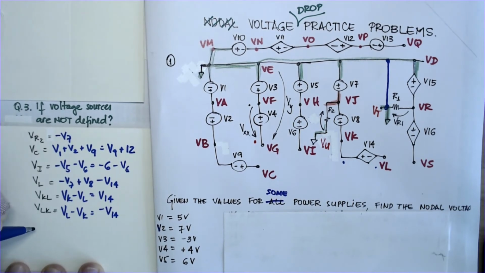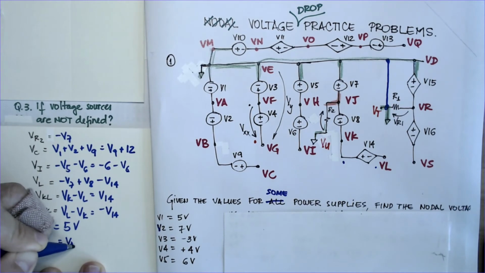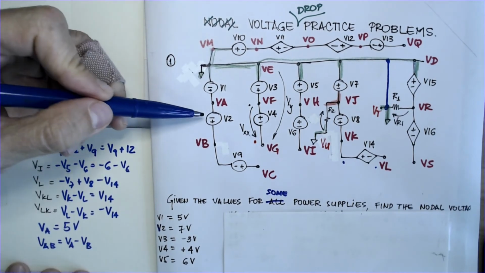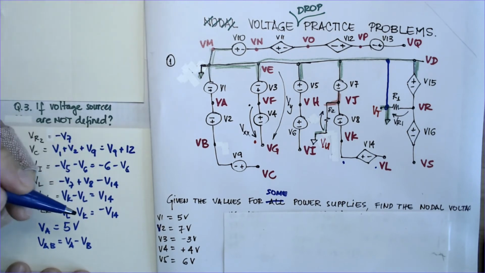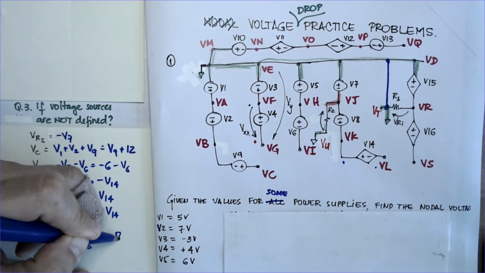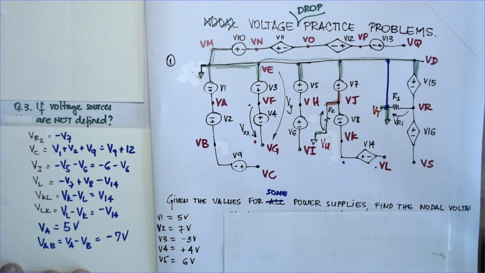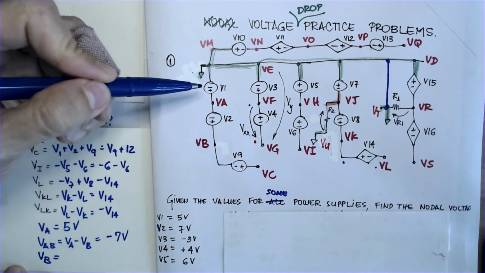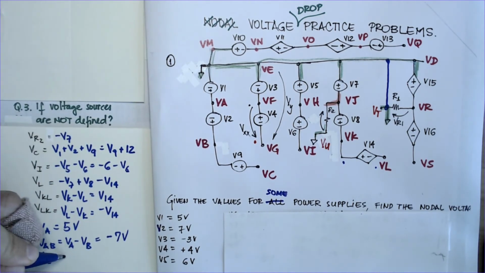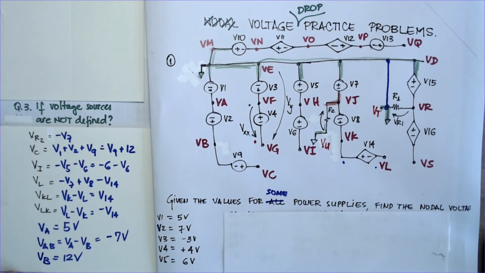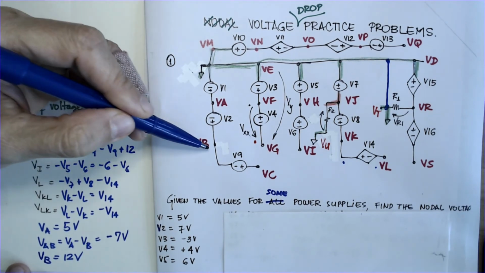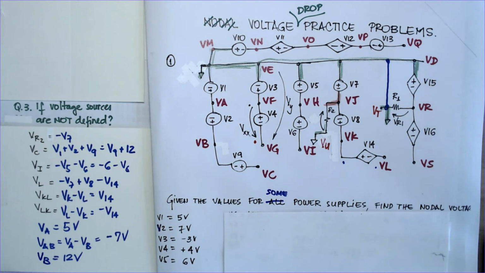Of course, if I had asked an even simpler one, VA, for example, is 5 volts. What is VAB, which is VA minus VB? It's minus V2, which is minus 7 volts. And if I just had asked VB, these are all defined actually, so it's not even fair. VB would be V1 plus V2. I guess I already did this one somewhere else. 12 volts. So VC is really VB plus V9. I hope this answers the question.